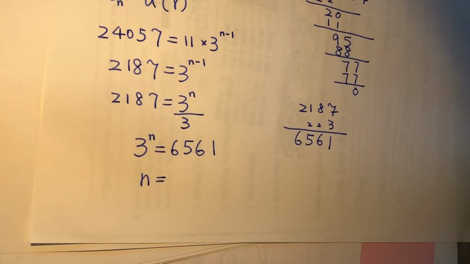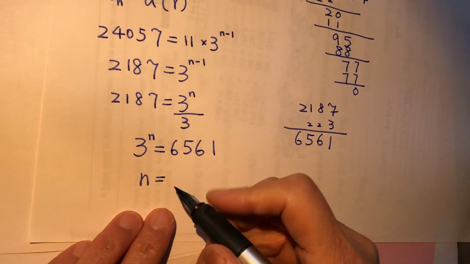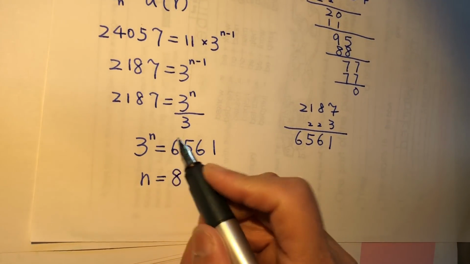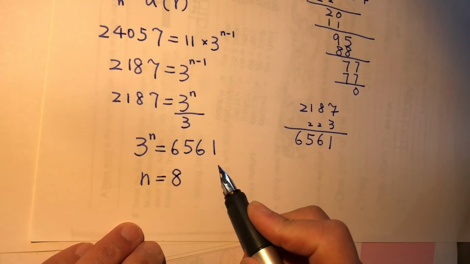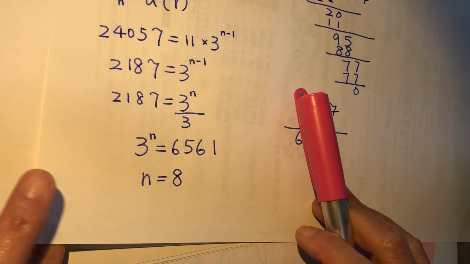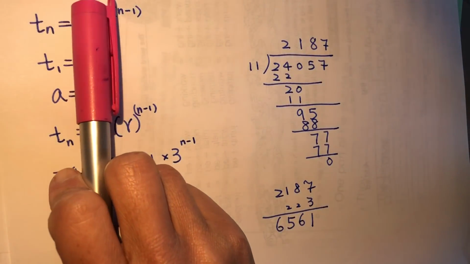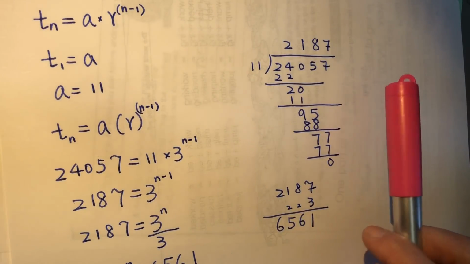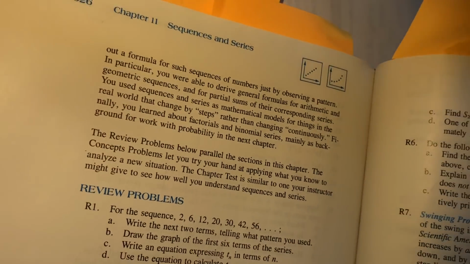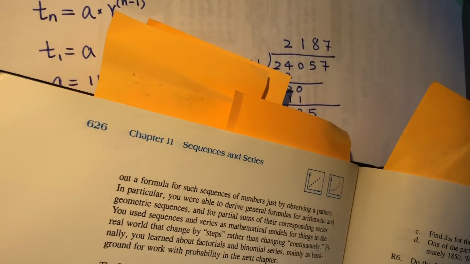So the calculator has given us the answer, and we figure out n is 8. 3 to the power of 8 is this number, so it's the nth term, the 8th term. And the 8th term, we got this number. Okay, that is another one. Now, let's see.